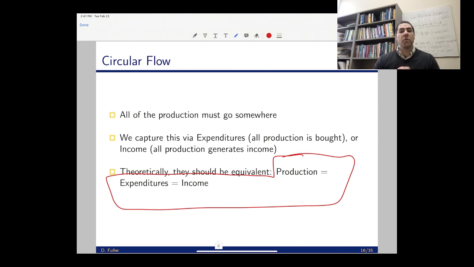All right, so that is sort of the end of our introduction to GDP. We'll move on to a few more of the details in our next video.